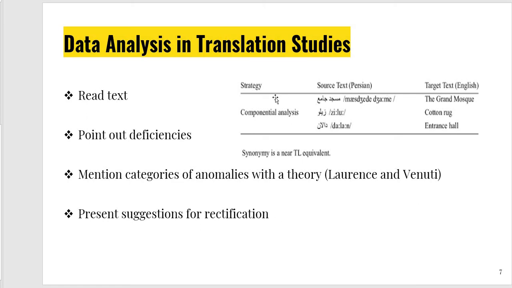Look at this example. Strategy is componential analysis. Source text is Persian, that originally the work was written in Persian. Target text is English. Masjid Jame, so it will be pronounced in this way. Its target translation has been done: The Grand Mosque. In this way, different words, Dalan, entrance hall, and then you will discuss them.